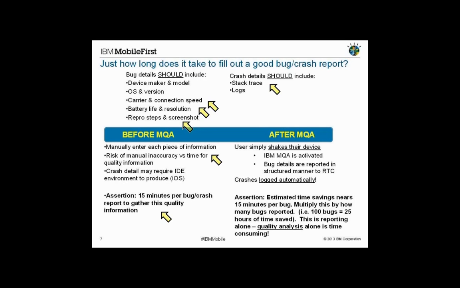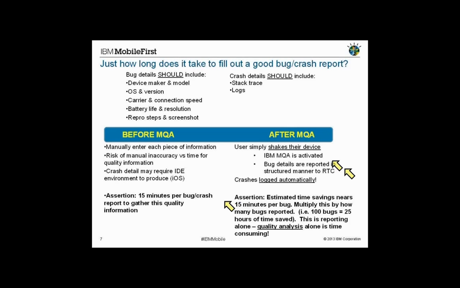Ideally, that would be something like Rational Team Concert and a work item, a defect type of work item. But after MQA, what we're talking about here is simply shaking the device, which activates IBM's Mobile Quality Assurance, and the bug details are reported directly into Rational Team Concert. Clearly, there's some annotation and other information that you will type in on your smartphone, but this is a huge time savings that we believe could save you nearly 15 minutes per bug.